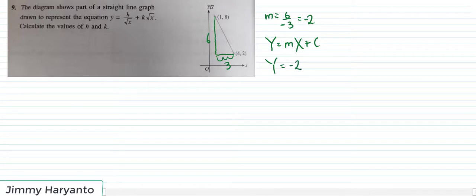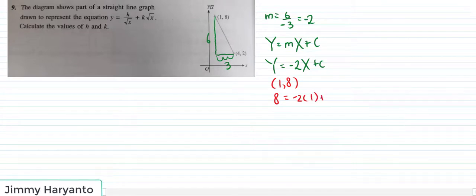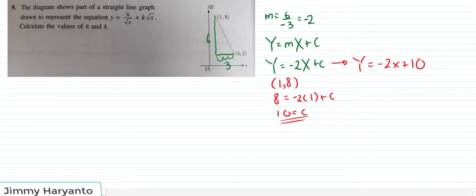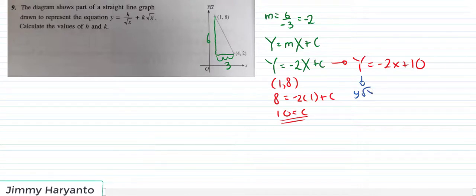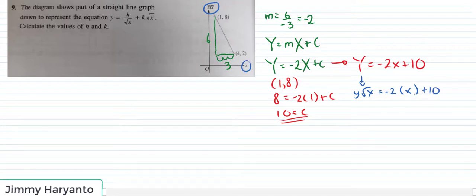And then I have to find the c using y equals mx plus c. y equals negative 2x plus c, and then I will use 1, 8. 8 equals negative 2 times 1 plus c. I will get 10 as the c, and then I can write negative 2x plus 10. And then I can change the y into y root x equals negative 2 times x plus 10. The axes are y root x and then x.